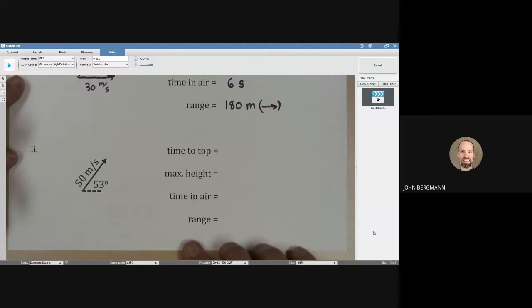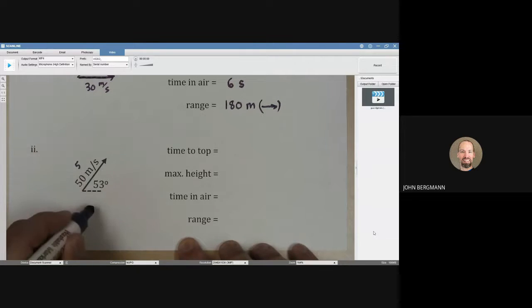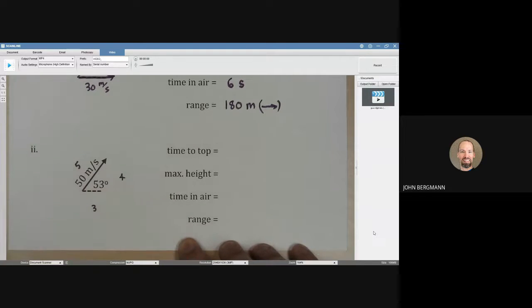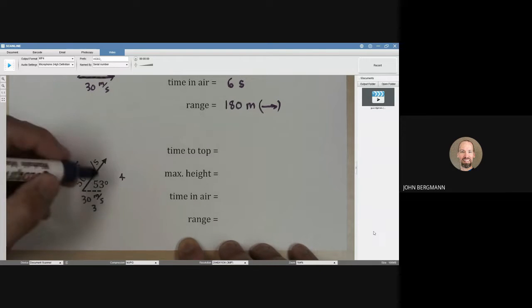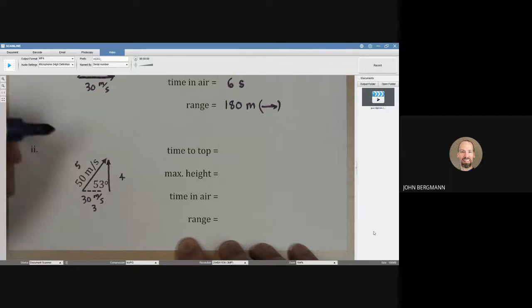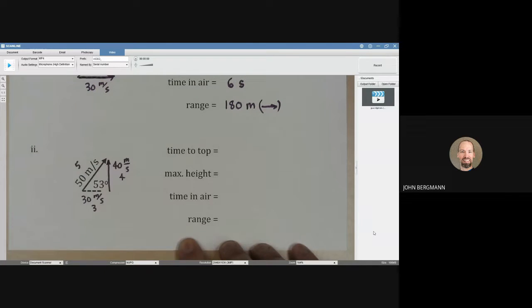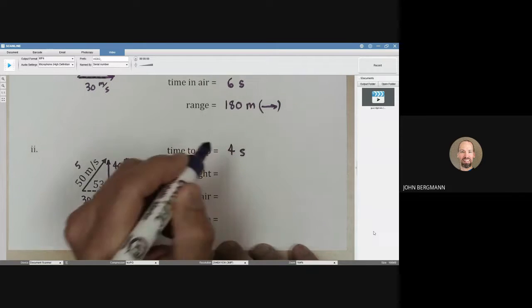How about this one? Oh, 53 degrees. Okay, so this is a 3, 4, 5 right triangle. So this is the 5, and this would be the 3 leg, and this would be the 4 leg. And so let's see, if 5 is to 50 as 3 would be to 30, that must mean that the initial upward velocity turns out to be 40 meters per second. All right, time to the top, 4 seconds. It's going to take 4 seconds to get to the top.